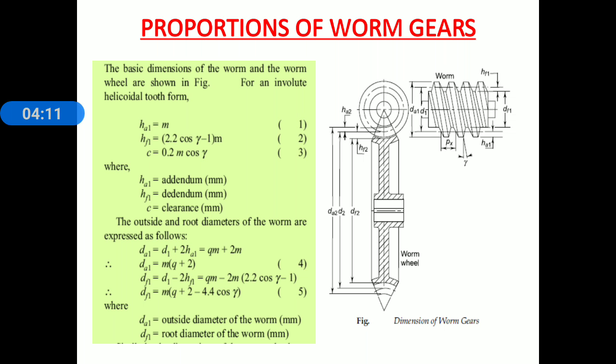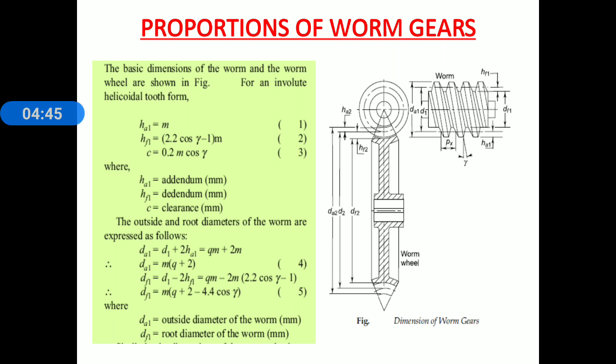Now here we have to substitute the value of D1 and HA1 in that relation. D1 is the diametral quotient into module, the product of diametral quotient and module, and the addendum of a worm is equal to the module. That's why DA1 is equal to qm plus 2 times module. From this equation, we take module common, and finally we get the outside diameter of a worm. DA1 is equal to module into bracket q plus 2, bracket complete. Consider equation number 4.